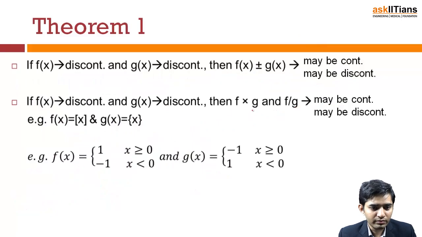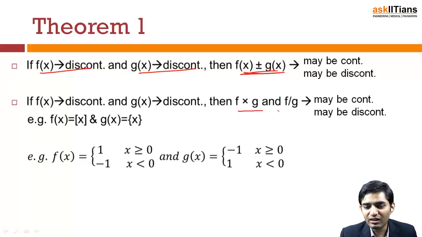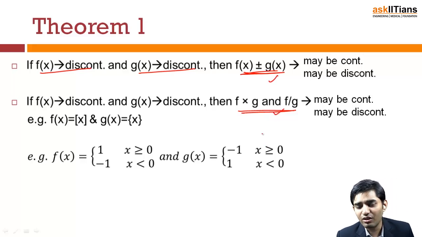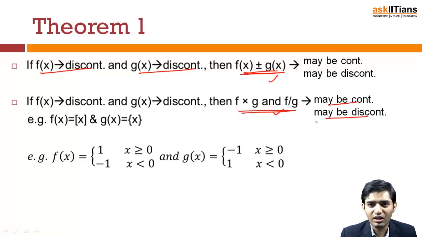Okay, now let us study if both the functions are discontinuous. Right, f(x) is also a discontinuous function and g(x) is also a discontinuous function. Then in that case, f(x) plus minus g(x) will also be maybe continuous, maybe discontinuous, right? Nothing can be said about this, and nothing can be said about multiplication and division also, f(x) into g(x) and f(x) divided by g(x). So f plus minus g will also be maybe continuous or maybe discontinuous, and f into g and f divided by g will also be maybe continuous, maybe discontinuous, right? So we cannot surely say anything about both of these.